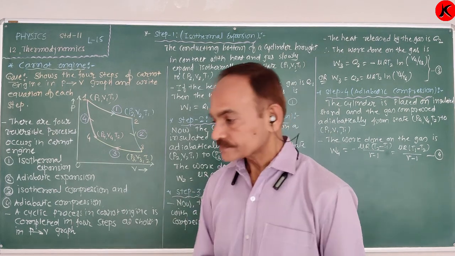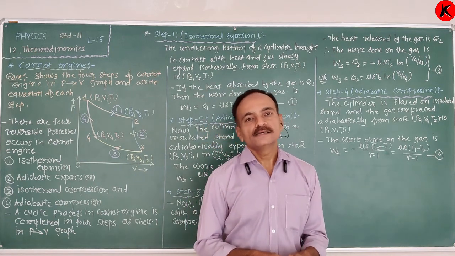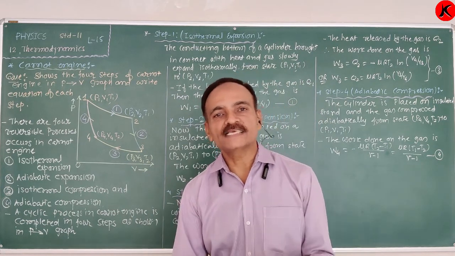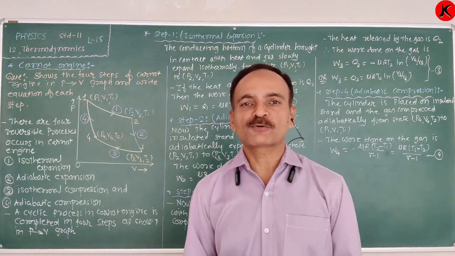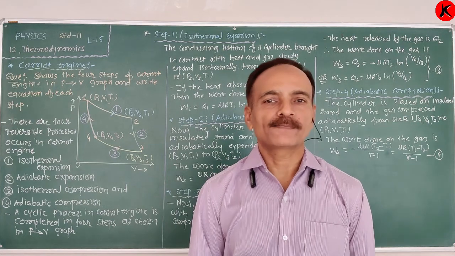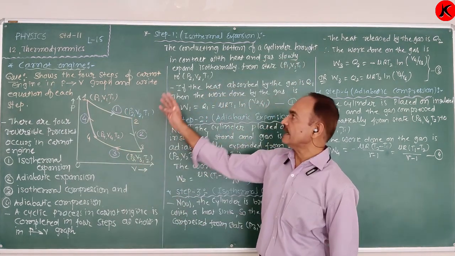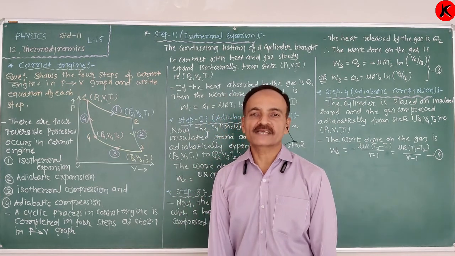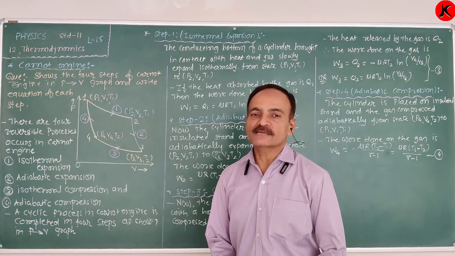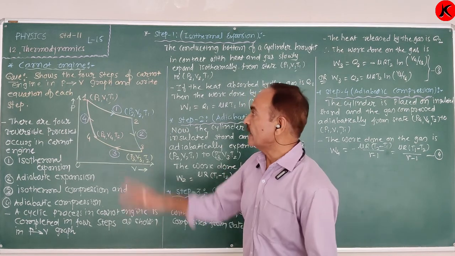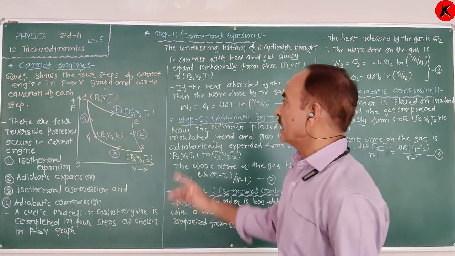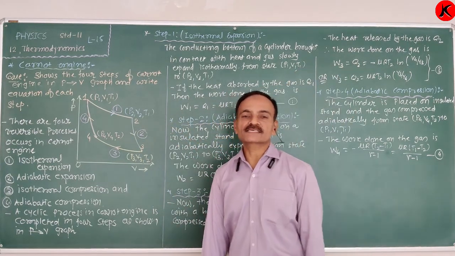Clear this? Okay. Now we are interested in the cyclic process in the Carnot engine, which is completed in four stages or four steps. What are the names of these four steps and what is the equation for each step? So the question is: show the four steps of the Carnot engine in a P versus V graph and write the equation of each step. That's an important question for 4 marks. For a Carnot engine, draw the graph of P versus V, mention each step, and also add the equation for each step.